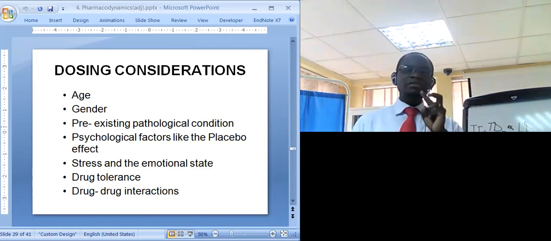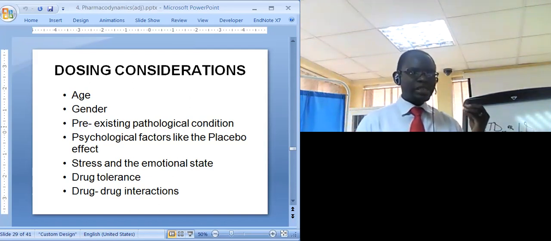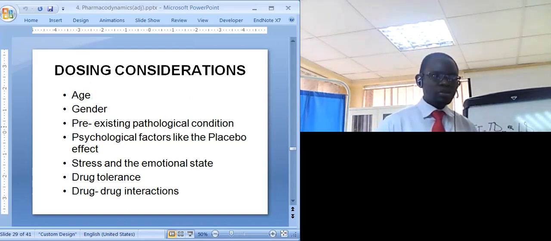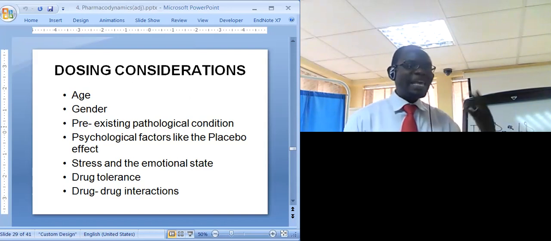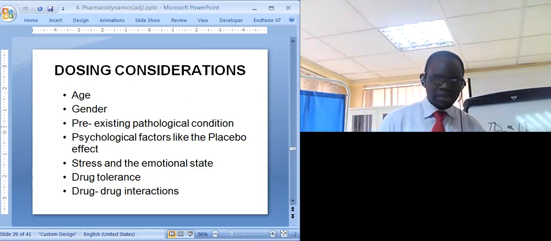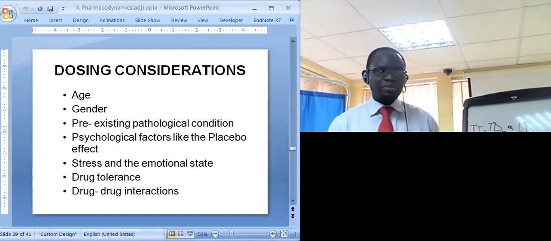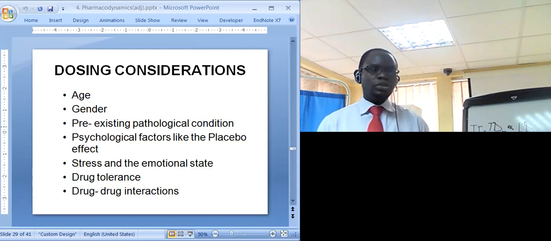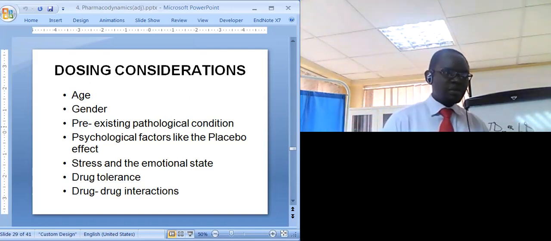There are some drugs that are not given in combination, or are given carefully, or put under some considerations before you give the other drug. For example, if you're to give iron with some other drug, it is recommended that you give the other drug first and wait for about 30 minutes before you give iron. All this is intended to avoid or prevent drug interaction. So that is very, very important.